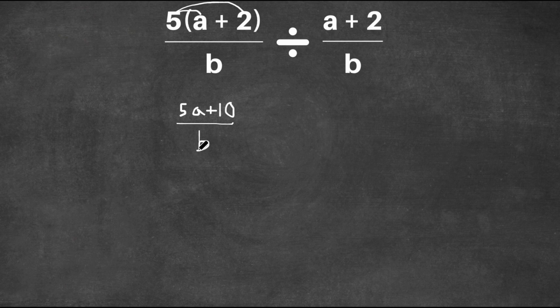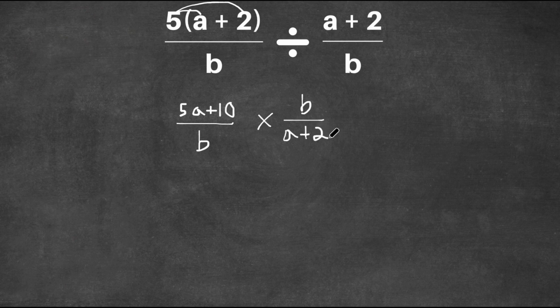And now we're going to do the same thing which we did when we were dividing our fractions earlier. We're going to find the reciprocal of this and change this division sign into a multiplication sign. So this division sign is going to be a multiplication sign, and the reciprocal of (a plus 2) over b is simply b over (a plus 2).